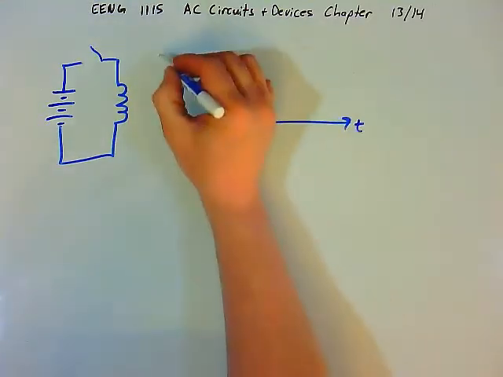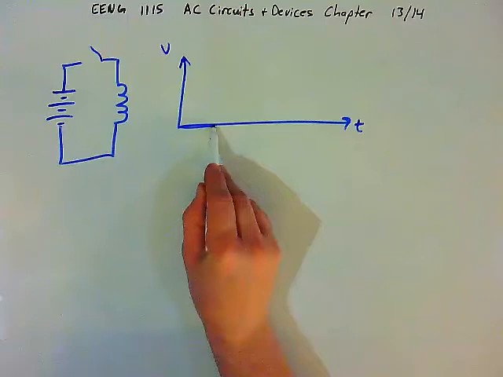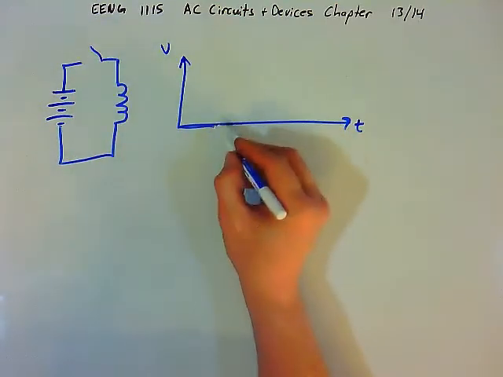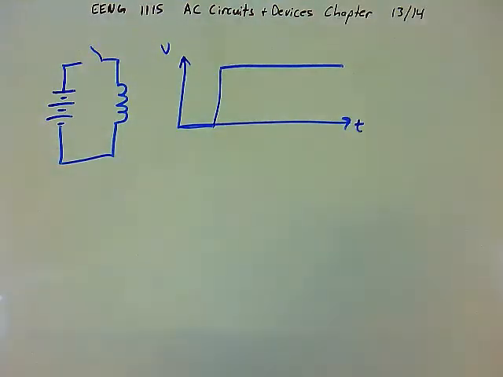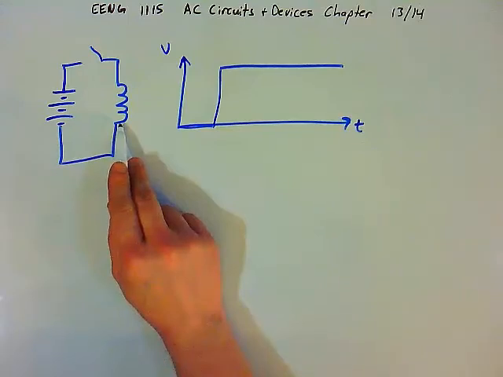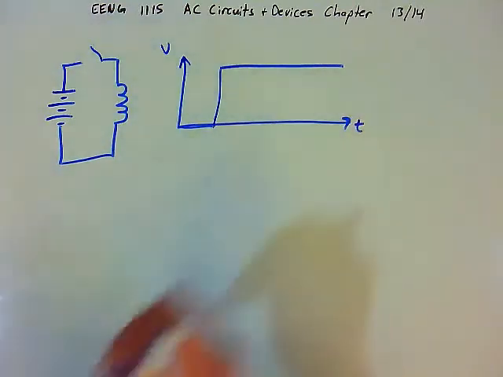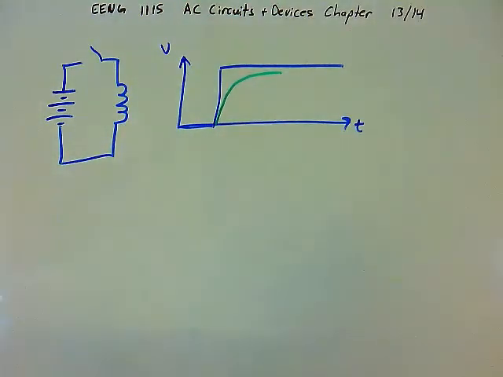This is time, this is voltage. At first the switch is open, there's no voltage. And then all of a sudden we close the switch, the voltage instantly rises, and now we have some high voltage, right? If the inductance is small, the inductor resists the change in current. If the inductance is small, the current, and let me do this in green, the current changes very quickly. Right? That would be an example of a small inductance.